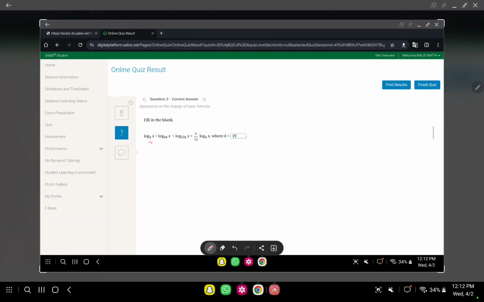Log base 4 of x plus log base 64 of x plus log base 256 of x is equal to k over 12 log base 4 of x, where k is equal to 90. Okay, so this is a stupid question. I don't really like it, but they're just trying to test you on change of base. So they want you to simplify these 3 logs. And as you can see, these are all powers of 4.